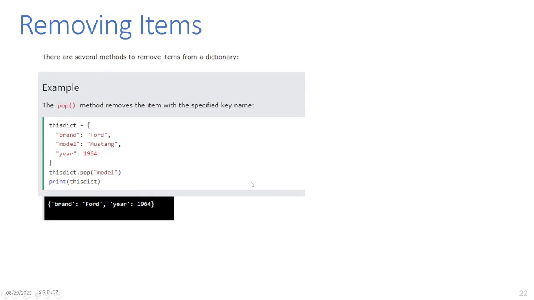Removing items. There are several methods to remove items from a dictionary. Here the pop method is used. The pop method removes the item with the specified key name. So this dic: brand Ford, model Mustang, year 1964. This dic.pop model. Print this dic. The model was removed in our dictionary.